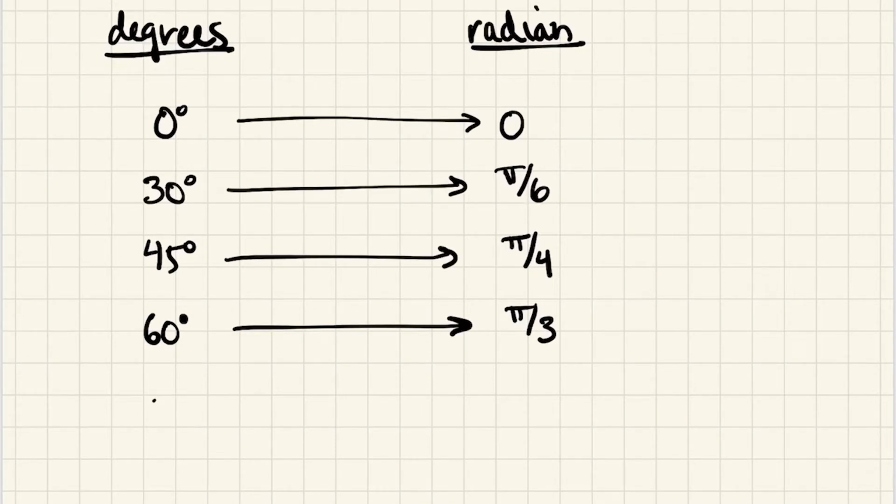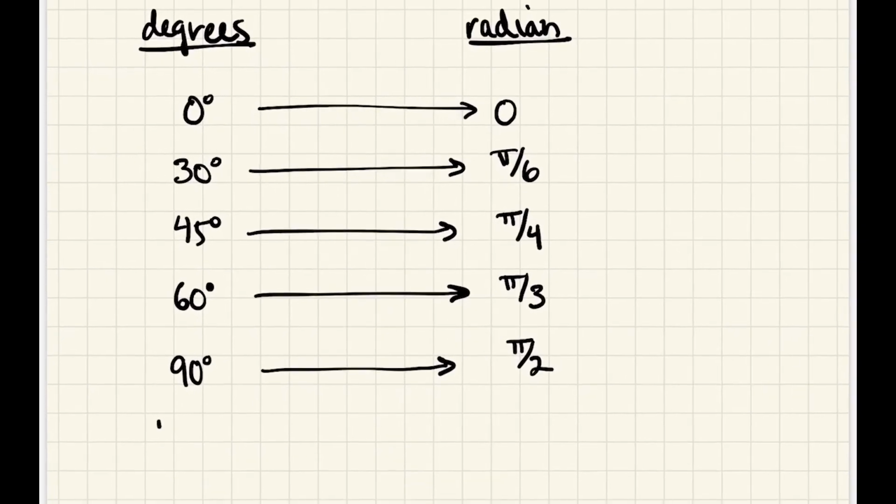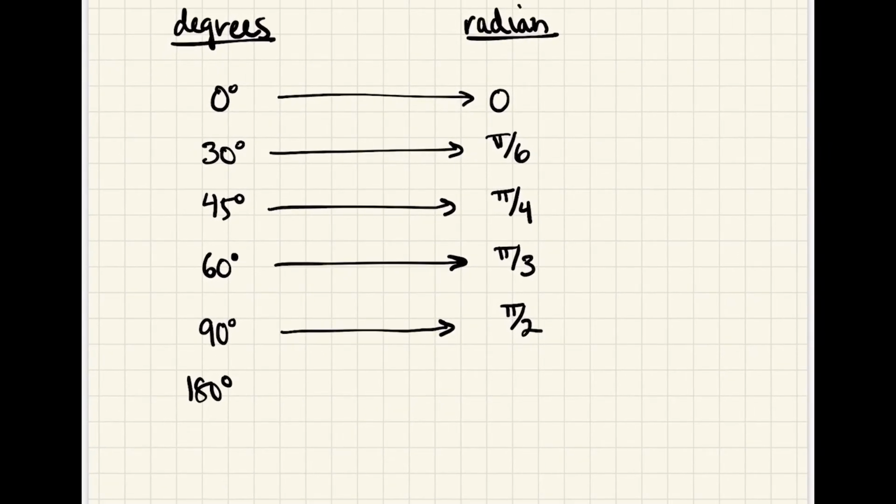All right, then we come up to our next quadrantal angle, which is 90 degrees. And if we went 90 degrees times pi divided by 180, we would see 90 over 180 is just 1/2. So this is pi over 2. All right. Let's skip to the next quadrantal value, which is 180 degrees, and we know that that's pi radians.